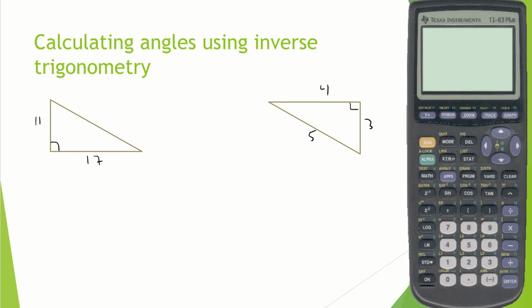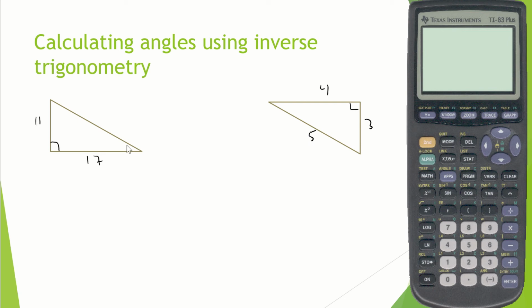Hello everybody, in this video I'm going to be going over how to calculate angles using what's called inverse trigonometry. So what we have here are two right triangles. One of them has two legs that are 11 and 17, and the other one is your standard 3, 4, 5 triangle. We're going to learn how to figure out the acute angles of these right triangles.